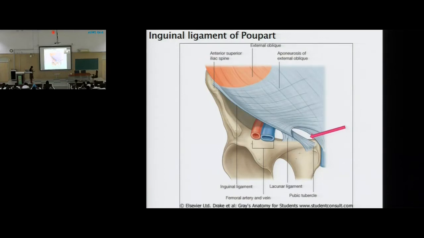At the lower end, it is going to get attached to the anterior superior iliac spine here and the pubic tubercle and fold upon itself. ये देखो अंदर इसका folding end दिख रहा है. Yes, this is the inguinal ligament.